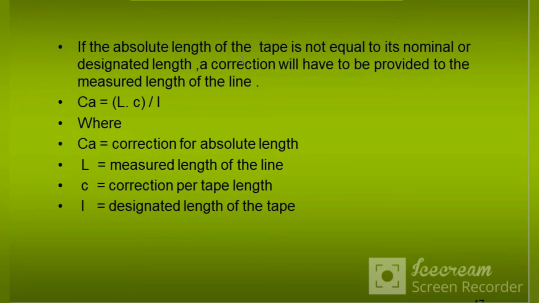If the absolute length of the tape is not equal to its nominal or designated length, a correction will have to be applied to the measured length of the line. Ca is equal to L times c divided by l, where Ca is the correction for absolute length, L is the measured length of the line, c is the correction per tape length, and l is the designated length of the tape.